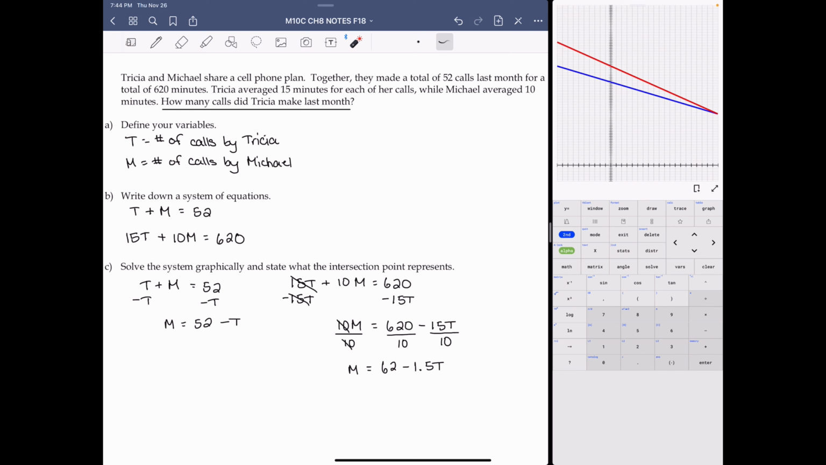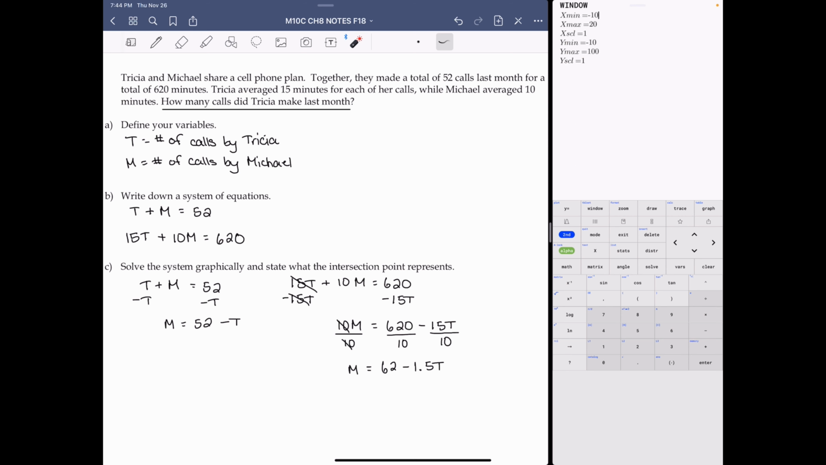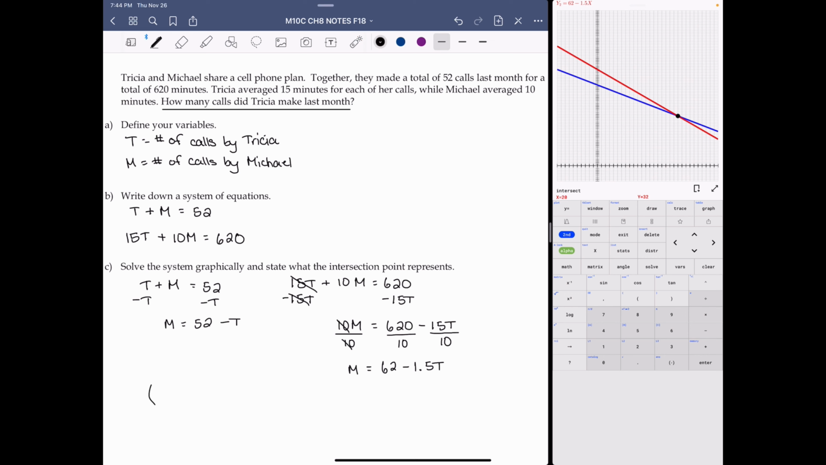Graph that. I think I can see it, but I want to make super sure, so I'm going to go back to my window and just change it to like 30. Because if your calculator can't see the intersection point and you try to solve for it, it'll often give you an error. Okay, there. I can definitely see it now. Now I solve: second trace, number 5. Enter, enter, enter. Or on Casio it's just F5, F5. So our solution is at x equals 20 and y equals 32.